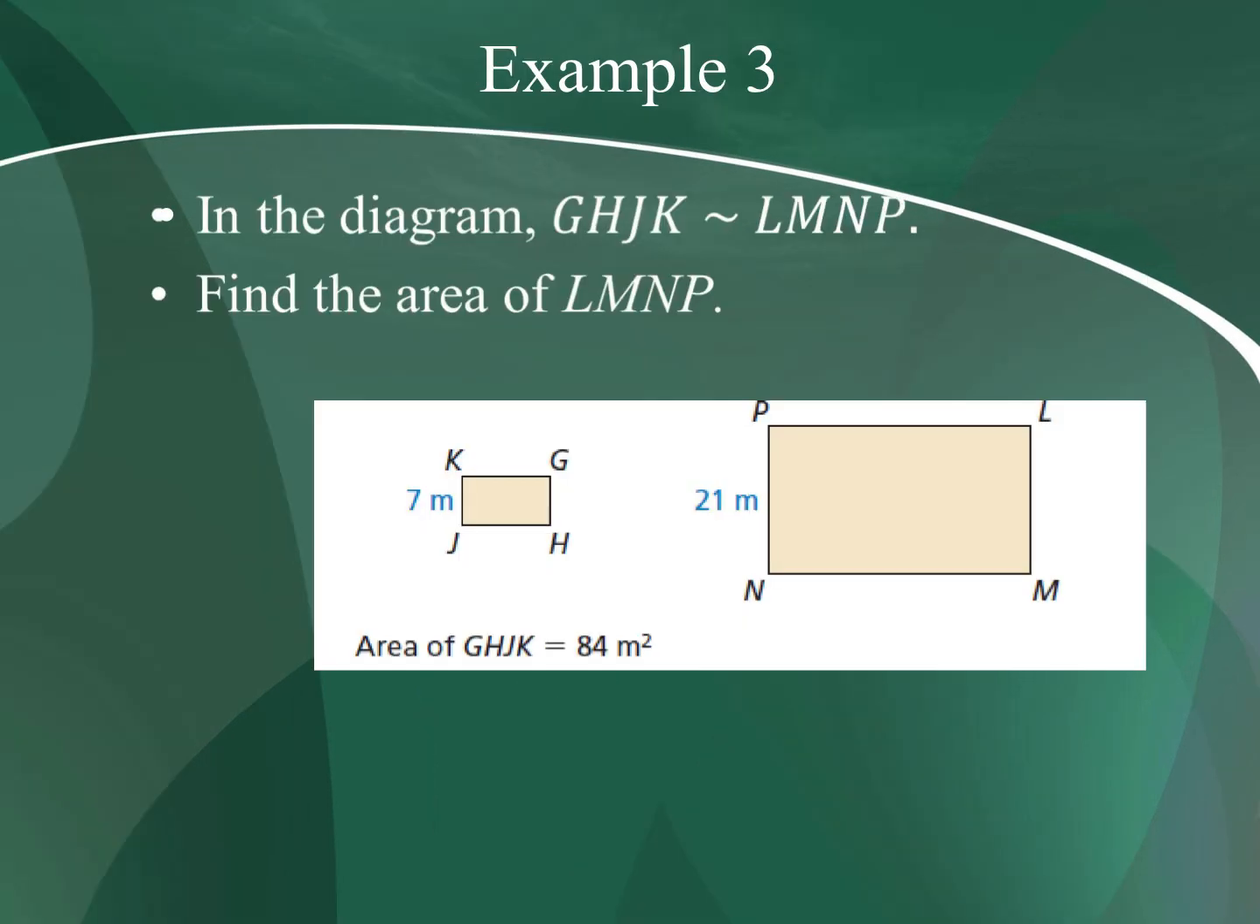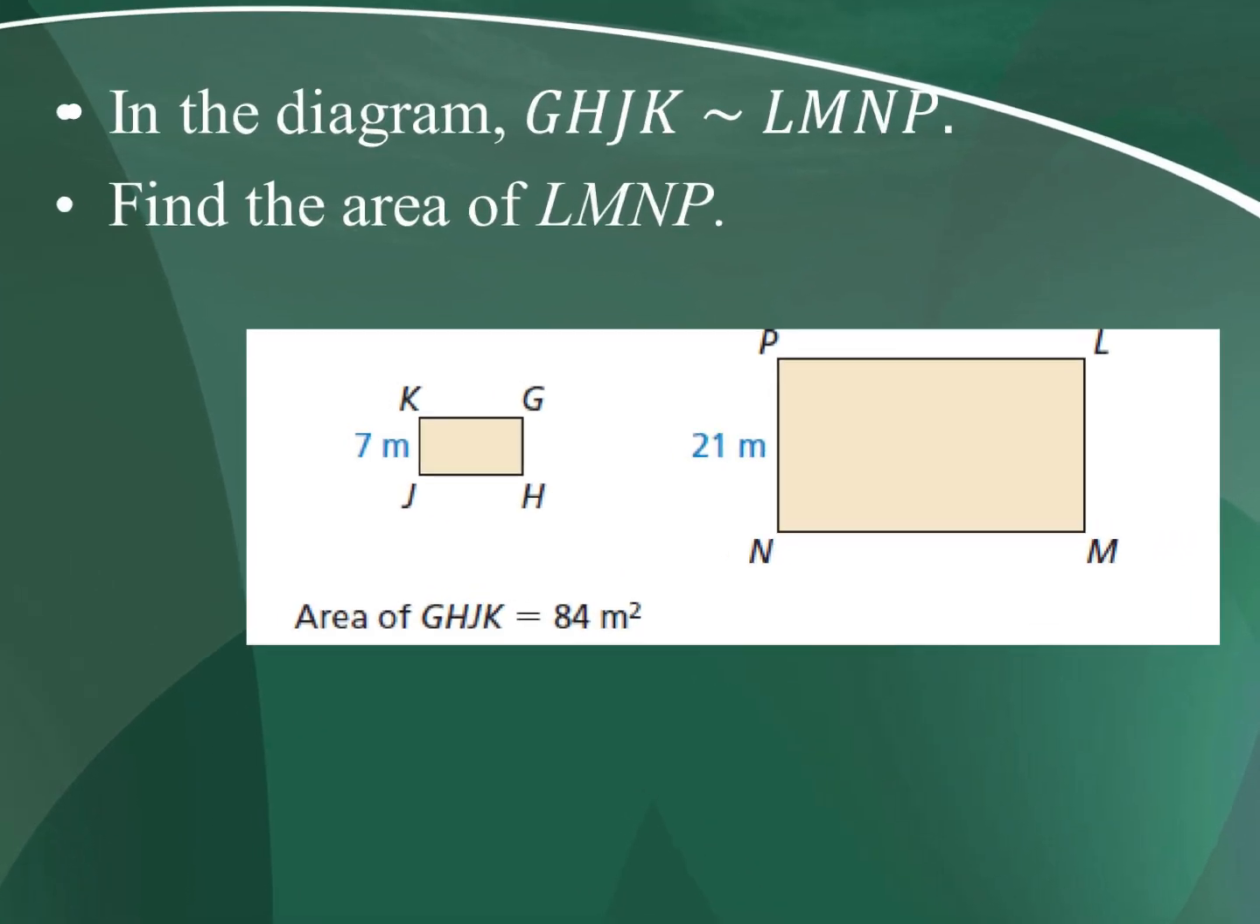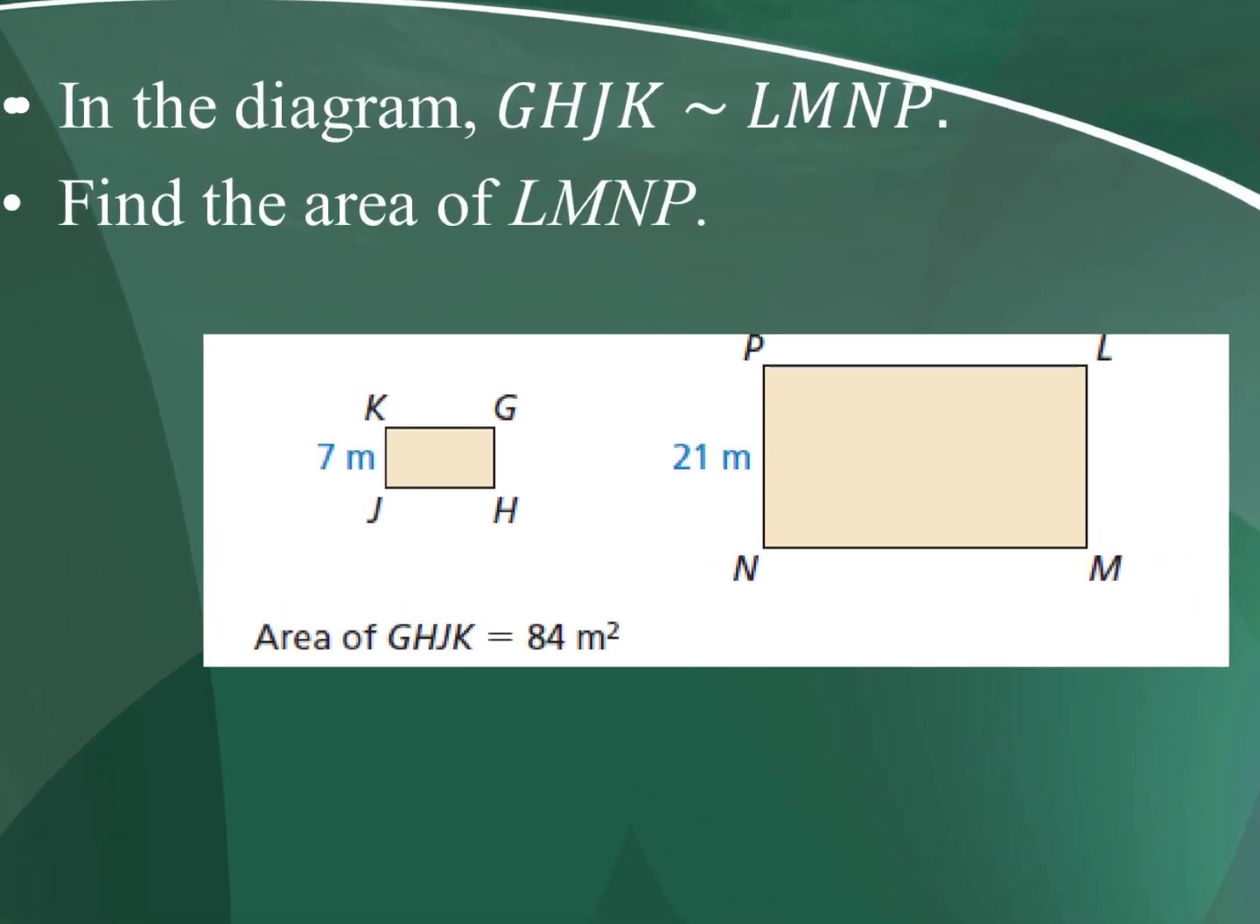Okay. Now, if we're looking at example 3, this is our last example. In the diagram, GHJK is similar to LMP. Find the area of LMP. First thing you do is put an N and a D somewhere on your diagram. What do you want to be the numerator? All right, this is going to be our numerator. Then what's the denominator? This guy over here. You have to put that down first so that you're consistent the entire problem.